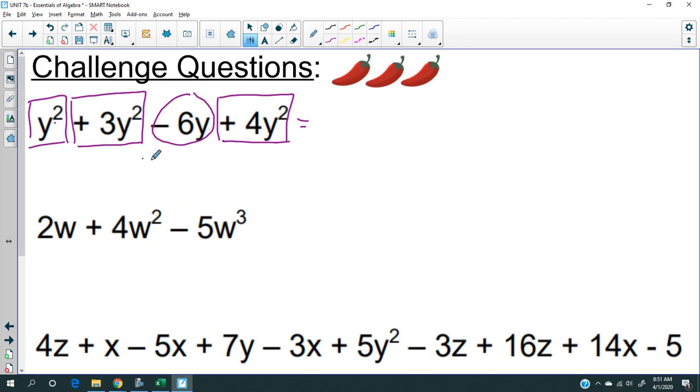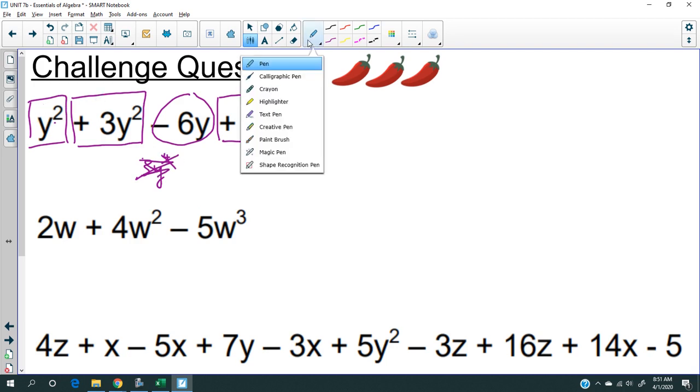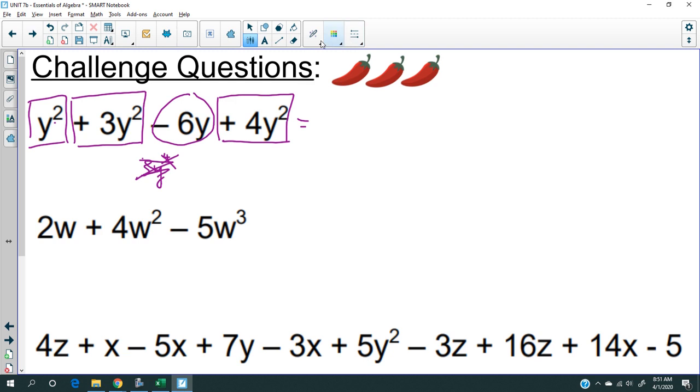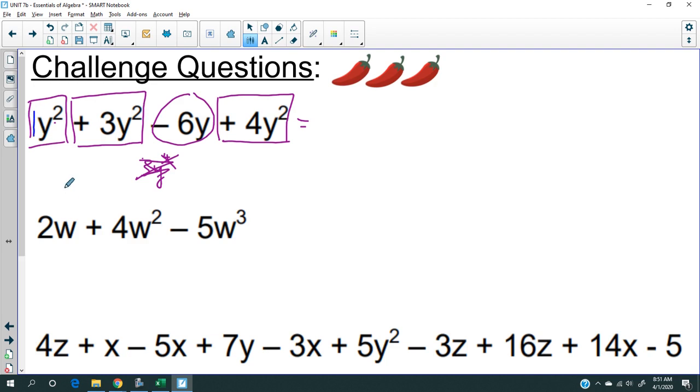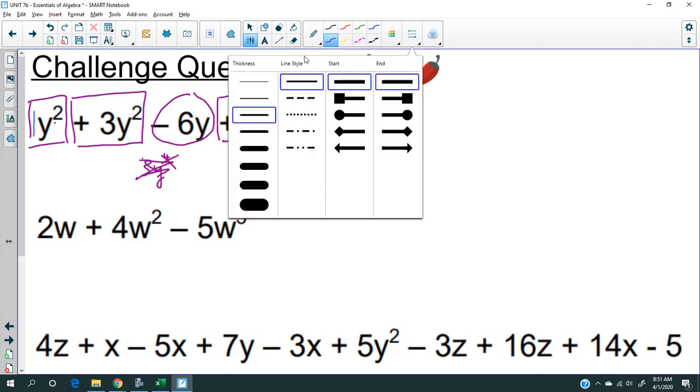Y squared plus 3y squared now. I have a feeling some of you are going to say, guys, you cannot add exponents like that. It doesn't work. That's not how it goes. So now let me help you. I'm going to show you the magic pen. If this were y squared, that means this is technically a 1y squared, right? So that's 1y squared plus 3y squared.